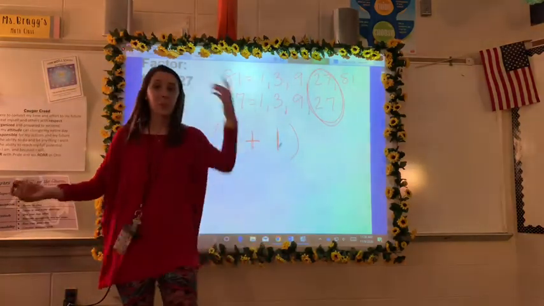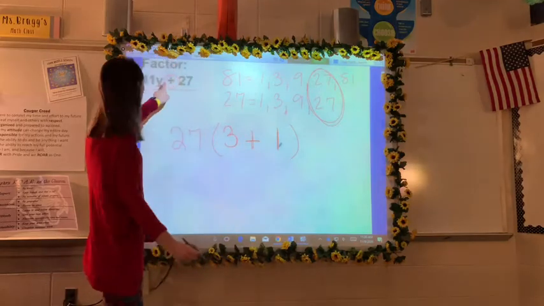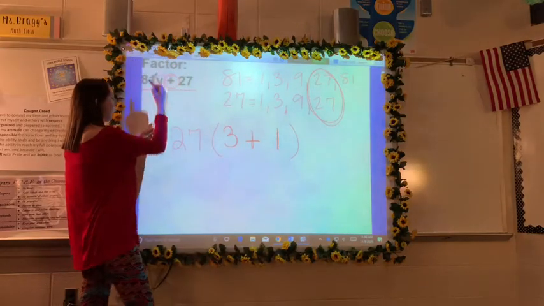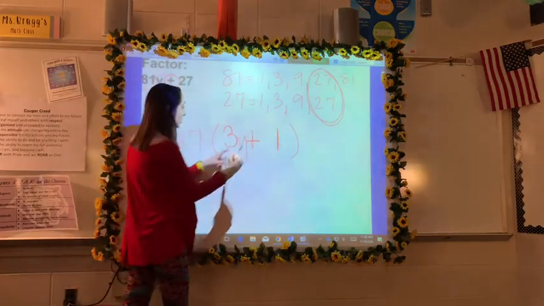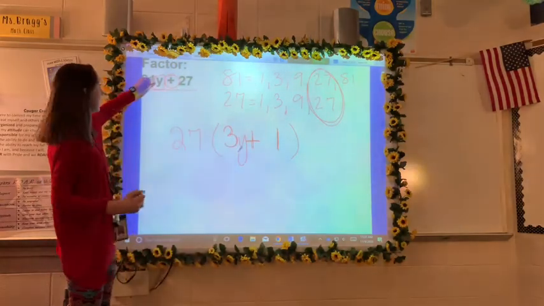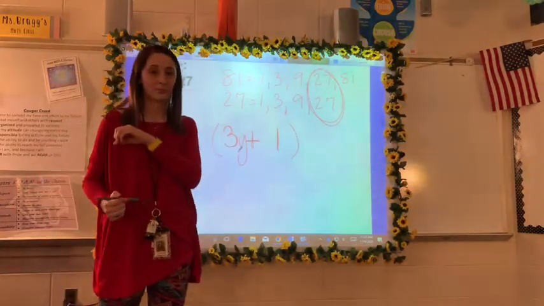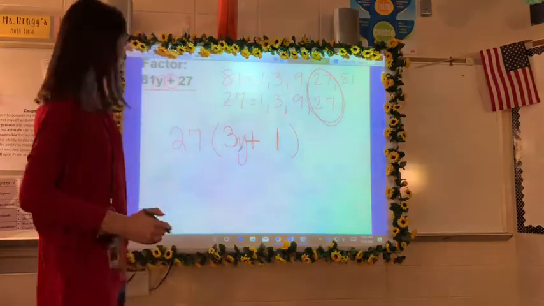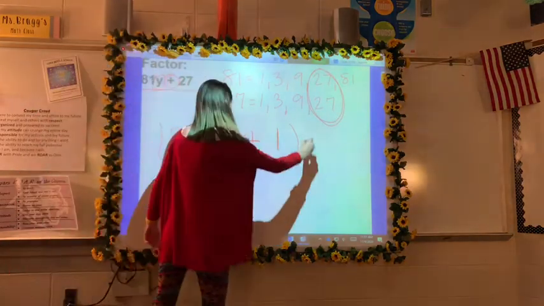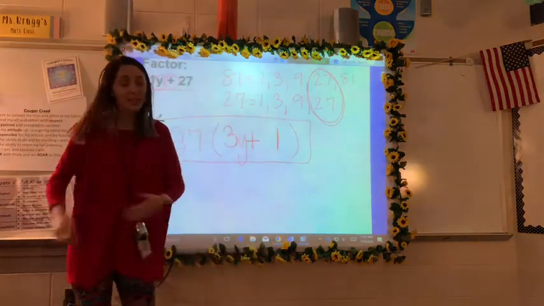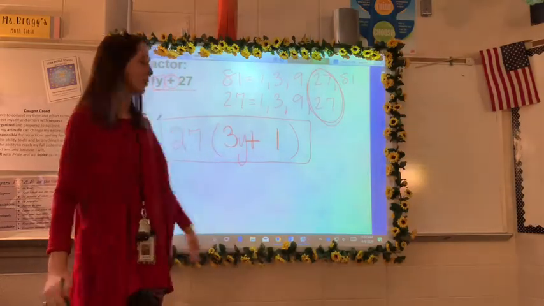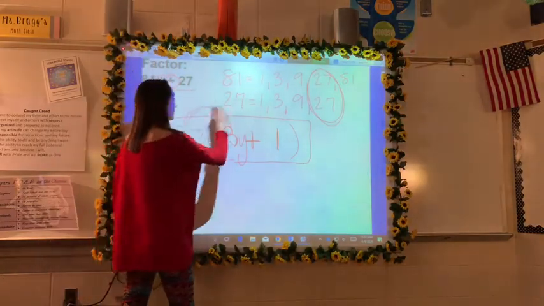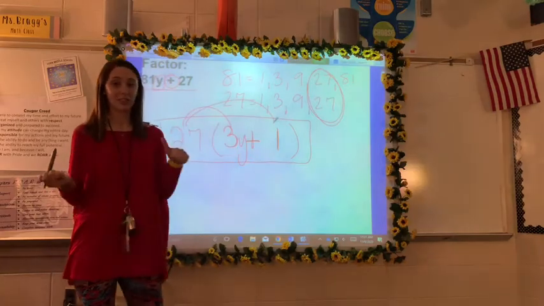All right? We are not done because remember, we do have to bring that variable down. In this case, our variable is the y. So we attach it to that 3 because the 81 is the one that had that variable, okay? So this would be our final answer. And if you do not trust me and you would like to check it, remember you can distribute it. Just make sure you take that 27 to both of those numbers evenly, okay?